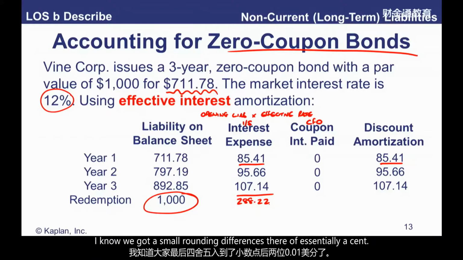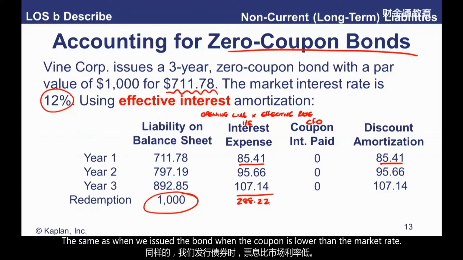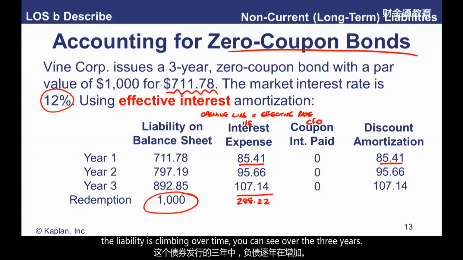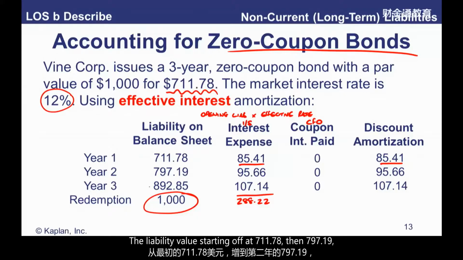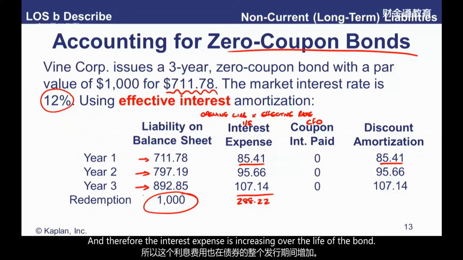I know we've got a small rounding difference in there of essentially a cent. Now, again, notice what's happening to the interest expense. The same as when we issued a bond with a coupon that was lower than the market rate. In other words, what we're seeing is the liability is climbing over time, and you can see over the 3 years the liability value starting off with 711, then 797, then finally 893. It's getting bigger each year, and therefore the interest expense is increasing over the life of the bond.